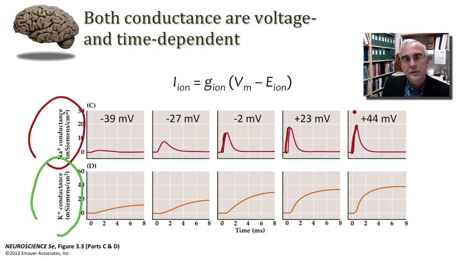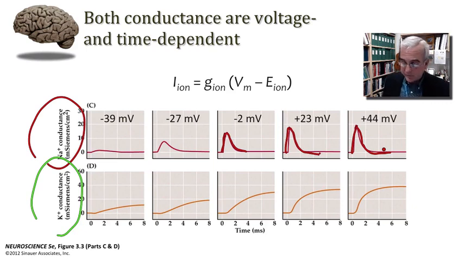Even with a sustained depolarization, this conductance that quickly rises well above 0 falls back towards 0, even though we continue to clamp the axon membrane to some value, as indicated here in the figure. So this tells us that this conductance is not only voltage dependent, but it's also time dependent.